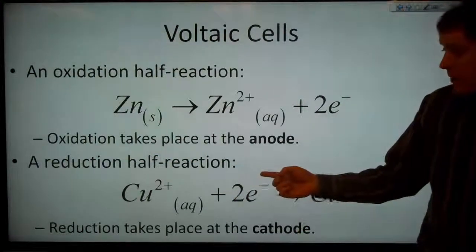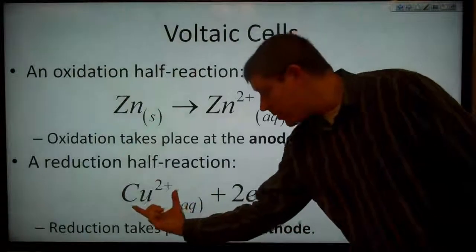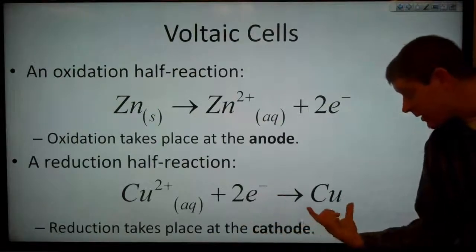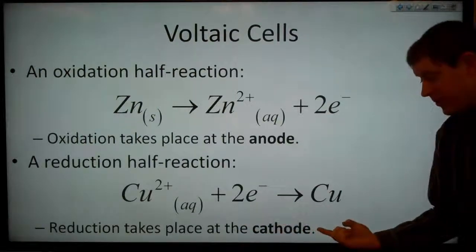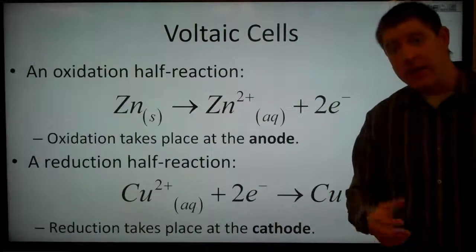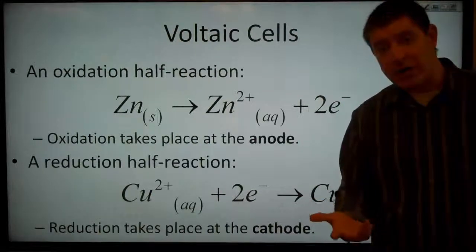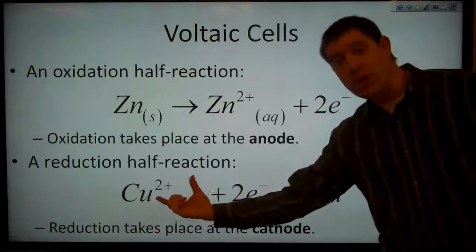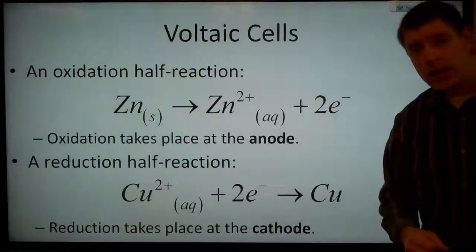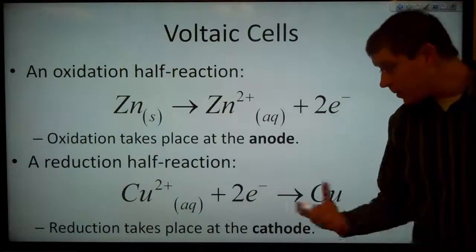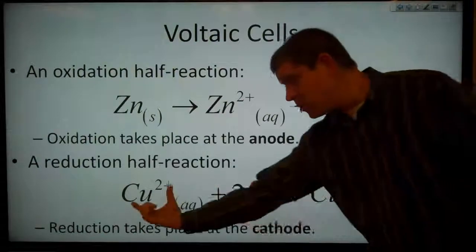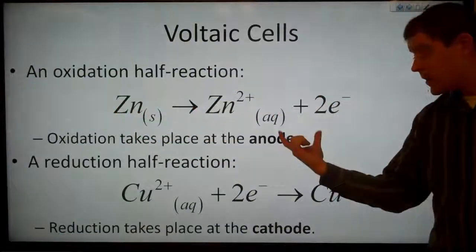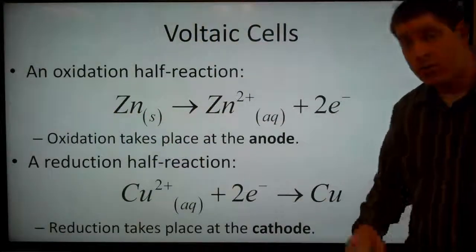Then the reduction is occurring with the copper. So the copper 2+ is gaining 2 electrons. So this must be the reduction process to become copper 0. And the reduction takes place at the cathode. Remember, cathode is similar to cation. Cations are positively charged. The cathode will be positively charged. The electrons are moving from the zinc to the anode, going through the external circuit, and then going to the cathode, where they go into the copper.